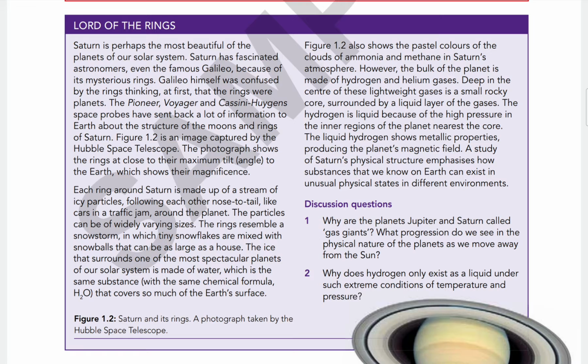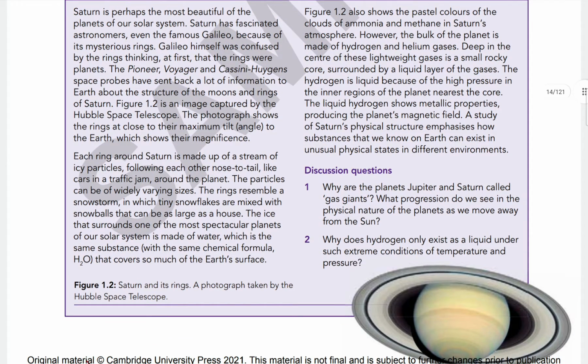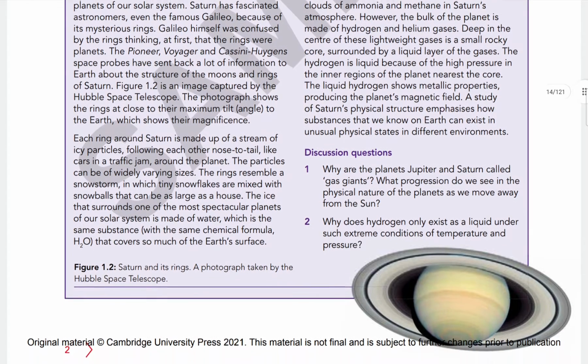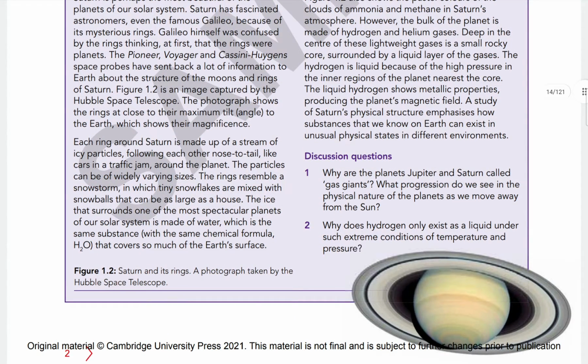Okay, so figure 1.2 also shows the pastel colors of clouds of ammonia and methane in Saturn's atmosphere. However, the bulk of the planet is made up of hydrogen and helium gases. So it is made up of what gases? Hydrogen and helium.